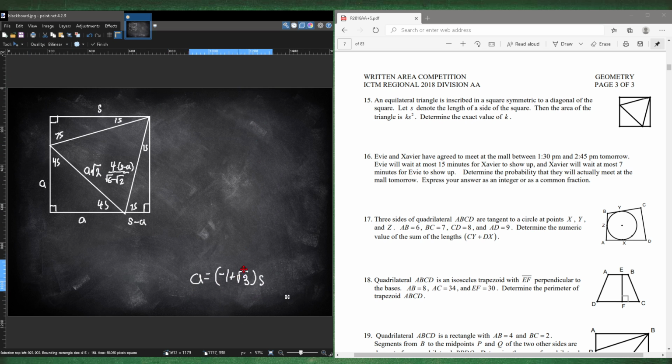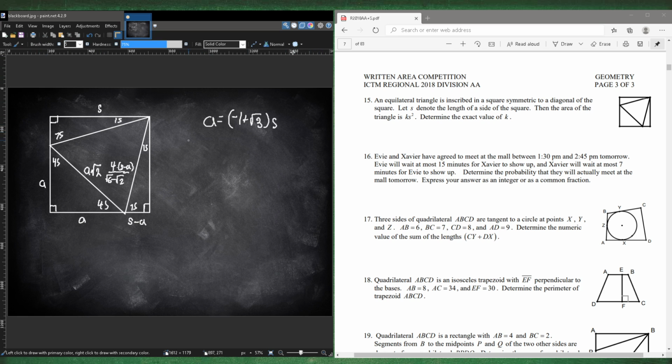And now we could plug this into our side length, because our side length is square root 2 times s. So plug this in here. So now we have square root 3 minus 1, I just rearranged it, times your square root 2 times your s. So then we have square root 6. Well, actually, I'm going to leave it as square root 2 first. Square root 2 times square root 3 minus 1 times s is going to be our side length.